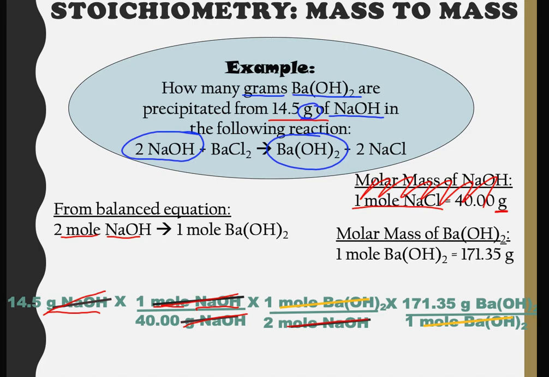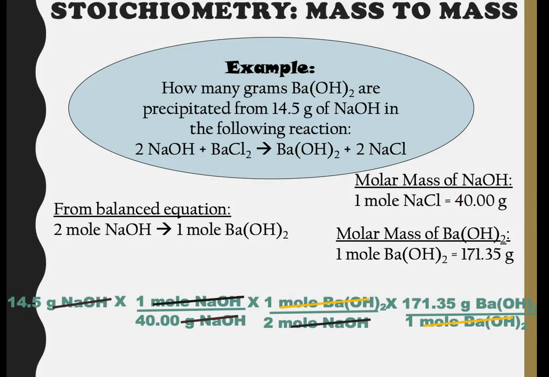To do this mathematically, it's going to be 14.5 divided by 40 divided by 2 and then times 171.35. All right, so if a number is on bottom, I divide by that number. If a number is on top, I multiply by that number.